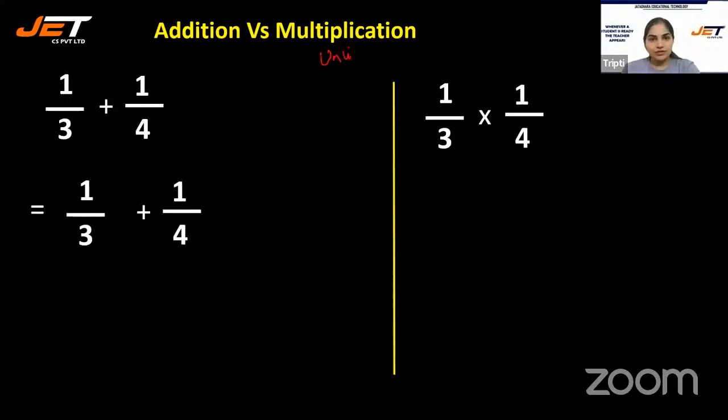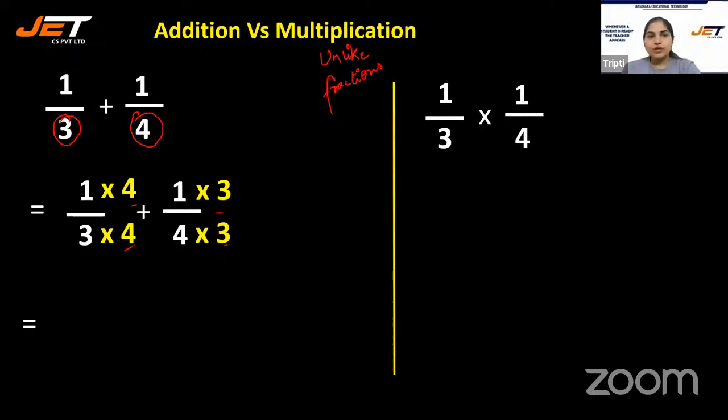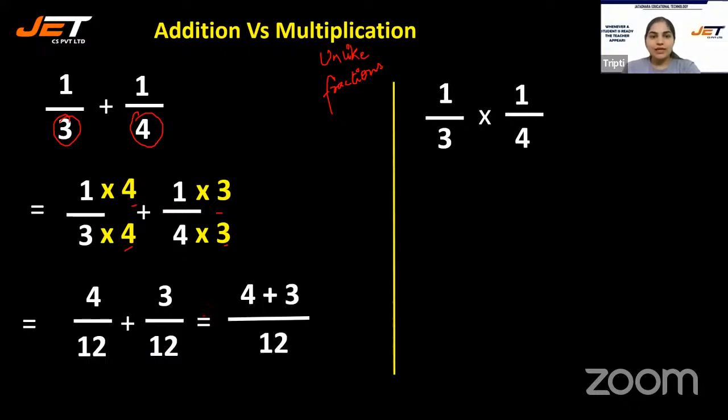these are unlike fractions. So to add unlike fractions, what do we need to do? We need to make the denominators the same. So I am multiplying the first fraction with the denominator of the second fraction and the second fraction with the denominator of the first fraction. So here I got 1 times 4 is 4, 3 times 4 is 12, 1 times 3 is 3, 4 times 3 is 12. Hence I got the same denominators. Now 4 plus 3 is 7 by 12. That's the answer of addition.